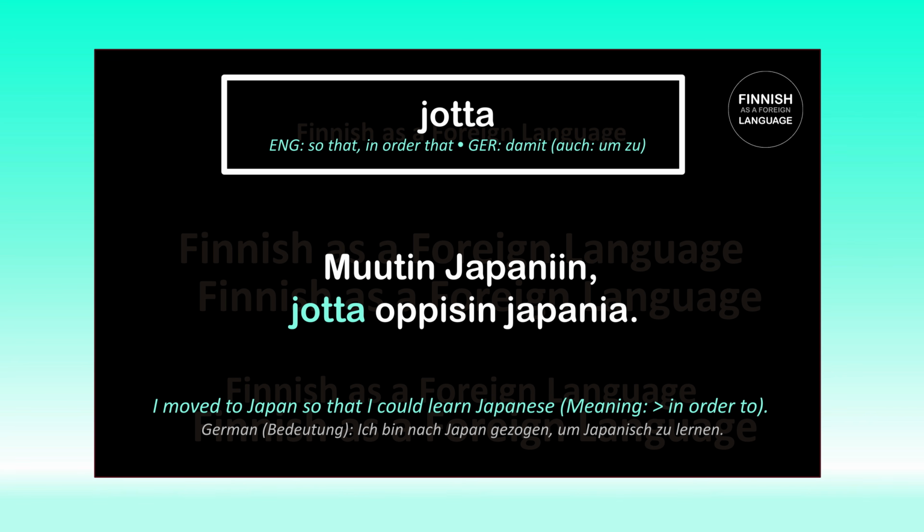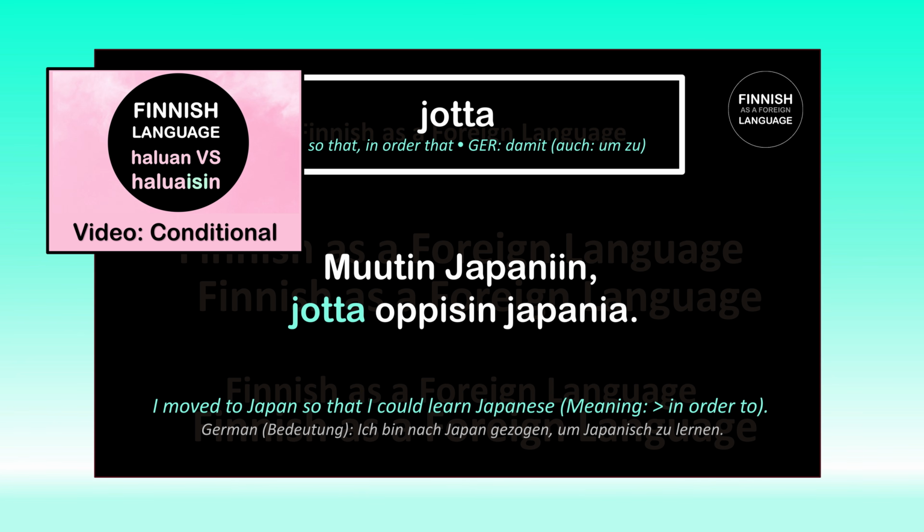Jotta here is our conjunction, meaning so that or in order that. Oppisin here is the conditional of oppia, meaning to learn, and Japania means Japanese. So again, here our conjunction is jotta. Let's repeat again. Muutin Japaniin, jotta oppisin Japania. I moved to Japan so that I could learn Japanese.